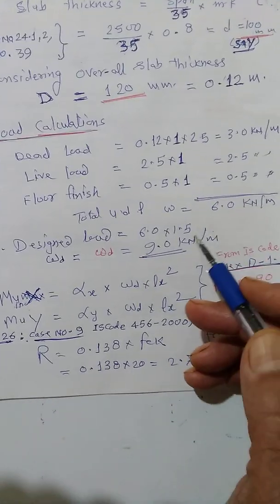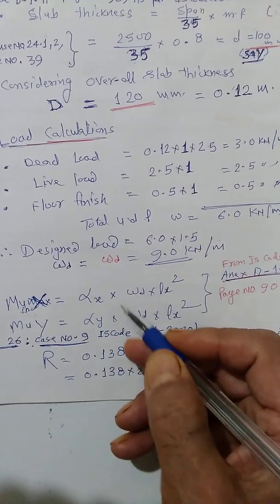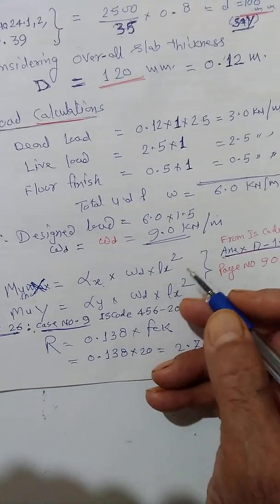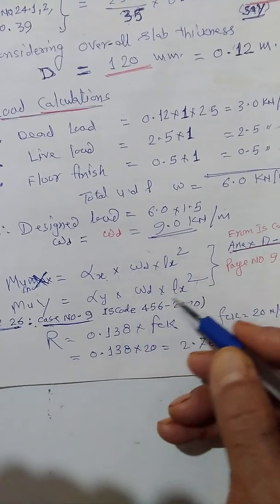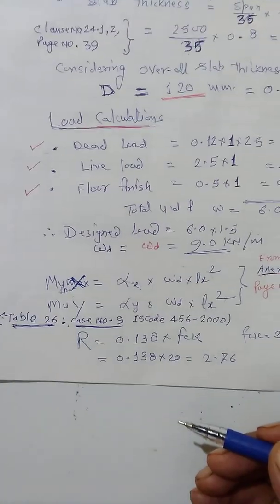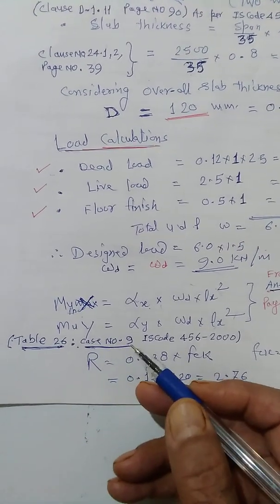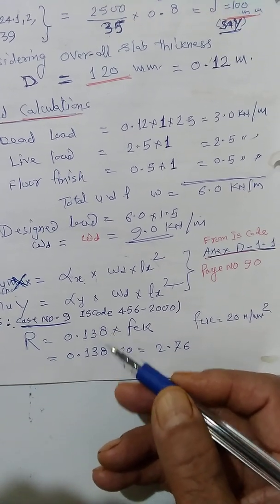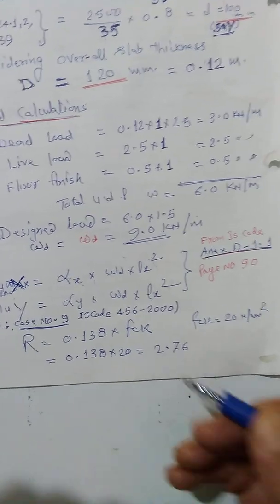Now considering case number 9 and substituting values of alpha x and alpha y for Mx, it is Wd into Lx square. Whatever type of calculation we are doing, this part will remain constant. Only the values of alpha x and alpha y will change. Now from table number 26, we can go for case number 9. Alpha x comes out to be 0.138.